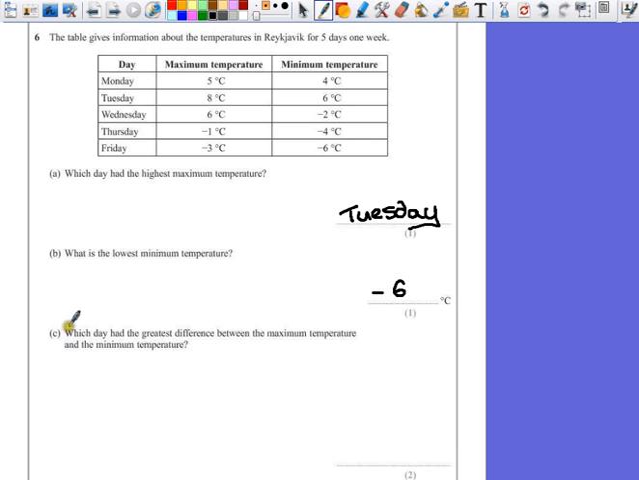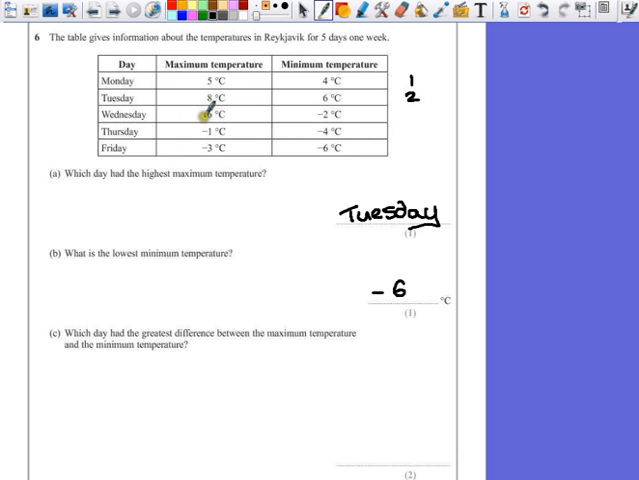Part C said which day had the greatest difference between the maximum temperature and the minimum temperature. Now this question's worth 2 marks, so we're going to have to do a little bit of working out here. Let's just look and see what the differences are between the minimum and maximum temperatures for each day. On Monday, it's the difference between 4 and 5, so that's only 1 degree. On Tuesday, it's between 8 and 6, so that's only 2 degrees difference.